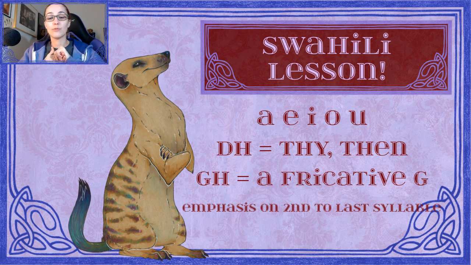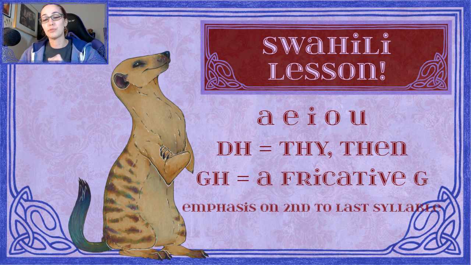When you're pronouncing any word whatsoever, the emphasis, with few exceptions, is always placed on the second to last syllable. So if you have a 3-syllable word, you'd put it right in the middle. In a 2-syllable word, the emphasis is on the first syllable because there's only 2. For example, chakula, the word for food. Chakula. It's not like Count Chocula.